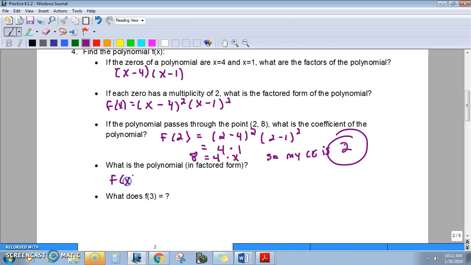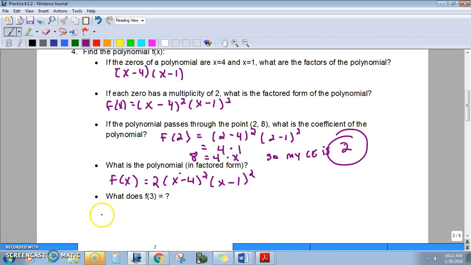Okay, well, f of x equals my coefficient first, 2. And remember that coefficient is going to vertically stretch or shrink it. So the 2 is going to double it, making it 2 times taller. But the zeros won't change. So it's 2 times (x minus 4) squared times (x minus 1) squared.